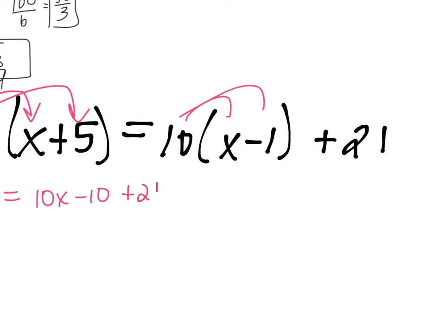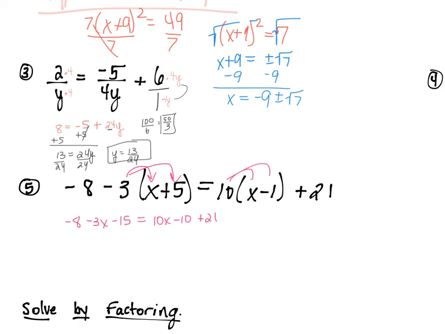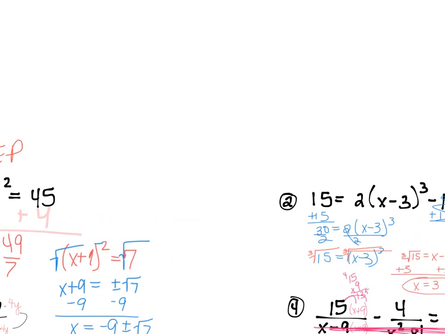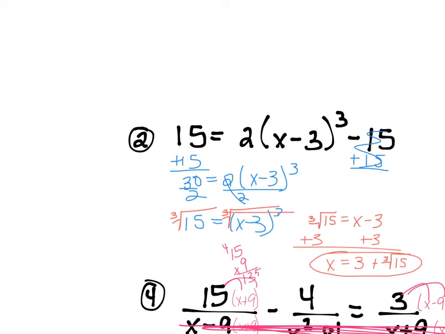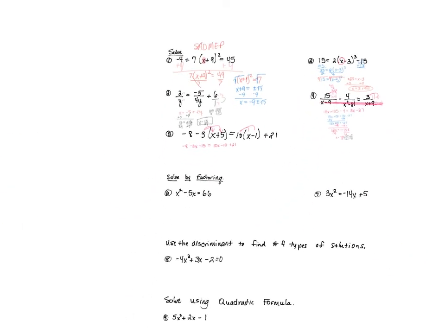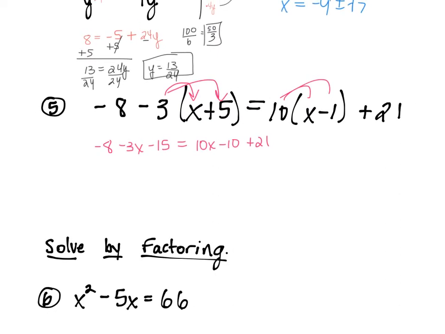Good. Over here, 10 times x is 10 times negative 1. Perfect. Plus 21. How come we didn't distribute for number 1? How come we didn't distribute for the other ones? Because they were squared and cubed? At the top here? Yeah. Because you're trying to get x by itself. So if you're trying to get x by itself, you're not going to make your problem bigger. You're trying to undo everything to get it by itself. Same thing here. We have to undo everything.